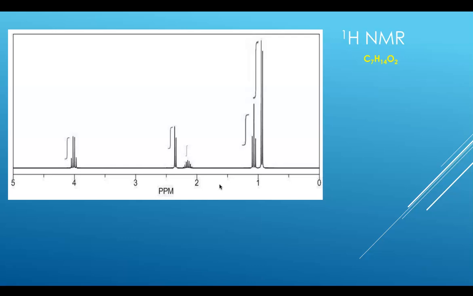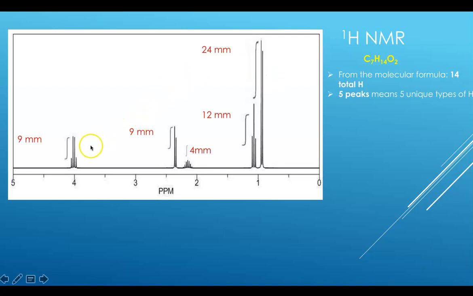Now let's look at our proton nuclear magnetic resonance data for this molecule. From the molecular formula, we see that we have 14 total hydrogen atoms. And this graph shows us 5 sets of peaks, 1, 2, 3, 4, and 5. Okay, so that means we have 5 unique types of hydrogen bonding environments.